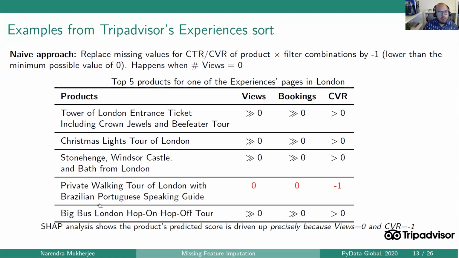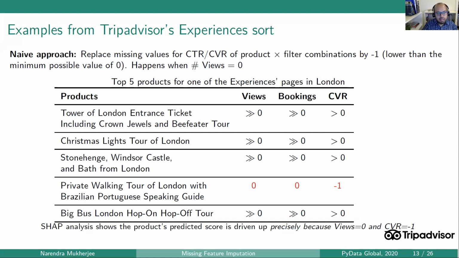But in the 4th position over here, we also get a private walking tour of London with a Portuguese speaking guide, which has 0 views, 0 bookings, and our imputed value of -1 for the conversion rate. And actually, surprisingly, when we did a SHAP analysis of this model, we saw that this product's predicted score is driven up precisely because of these 0 values and the -1 value for the conversion rate. So our imputed value is actually unnaturally driving up the predicted score for a product that has no views on the platform, and this is not good behavior.